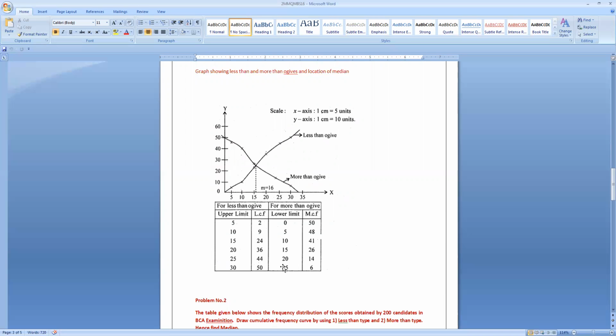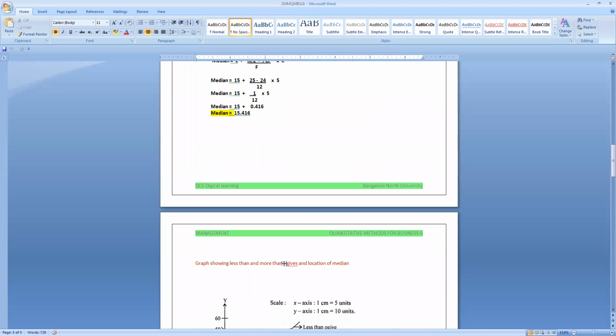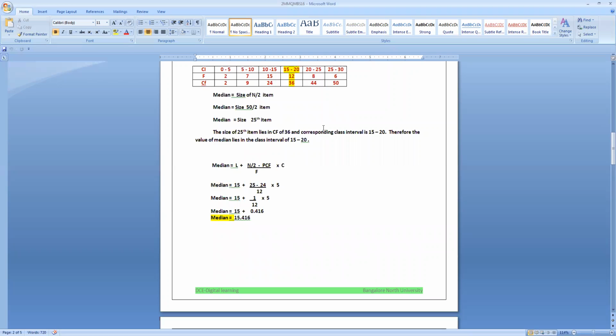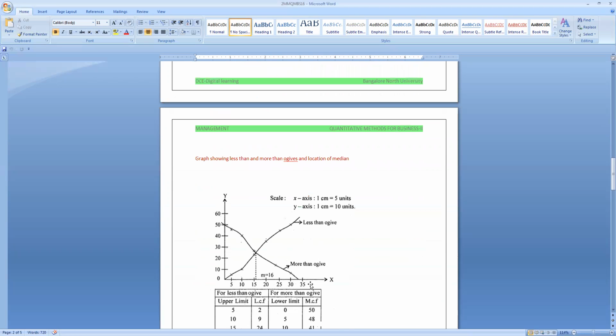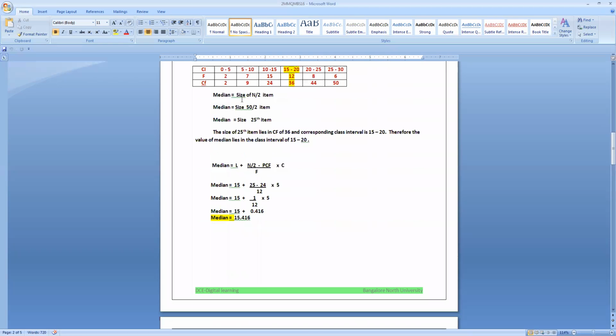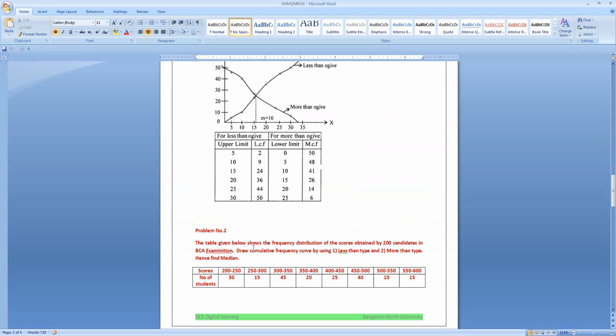For more than ogives, we require to calculate the CF. Lower limits are considered for the more than ogives. They are 0, 5, 10, 15, 20 and 25. For the more than ogives, the total frequency 50 will be the first CF. Then 50 minus 2, and we keep on deducting the previous class frequencies in the same manner to calculate the more than cumulative frequency: 50, 48, 41, 26, 14 and 6.